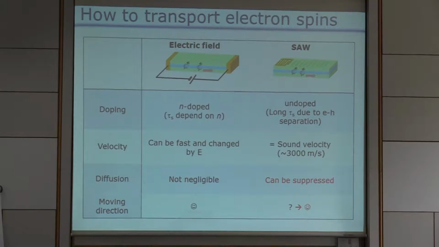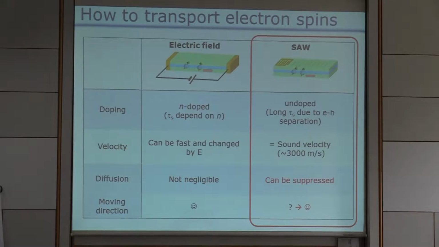And also for moving direction dependence, we can measure this by choosing the configuration of ohmic contacts in the electric field spin transport. But for the acoustic waves, when we form certain IDTs, we cannot change the propagation direction. But I will show how we can control the direction by using a special technique.